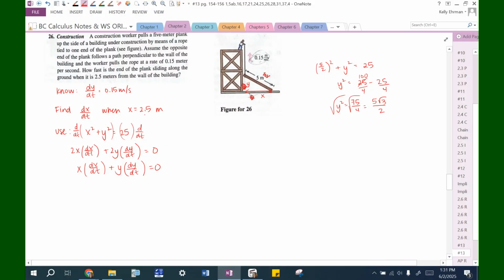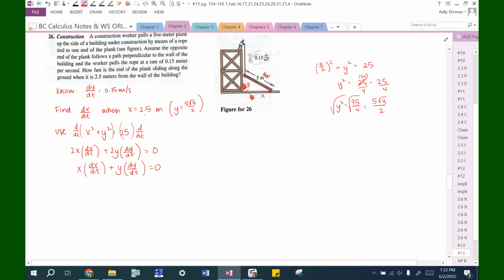It is important, if you are using a calculator to find y, that you do not round your answer for y, because it will throw off your final answer and you won't get credit for it. Excuse me. So I'm going to say y is 5 radical 3 over 2.